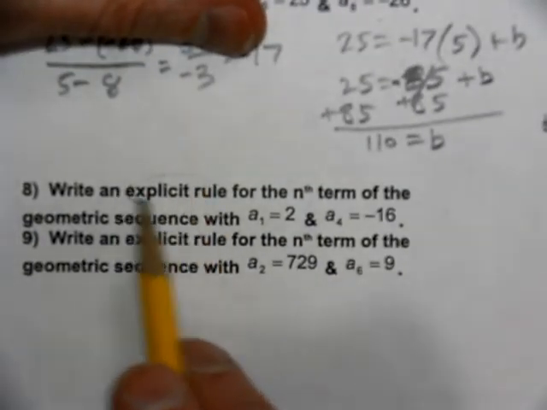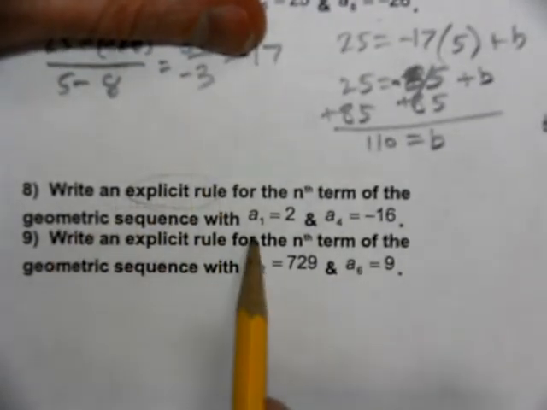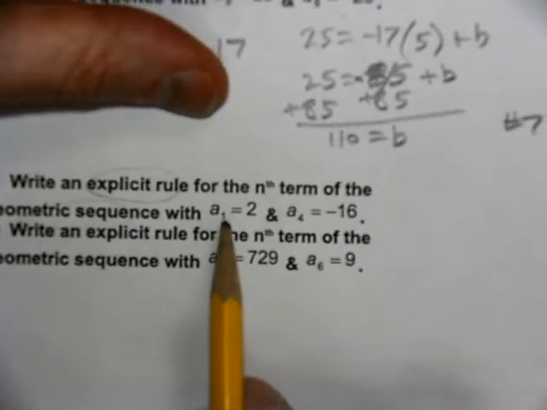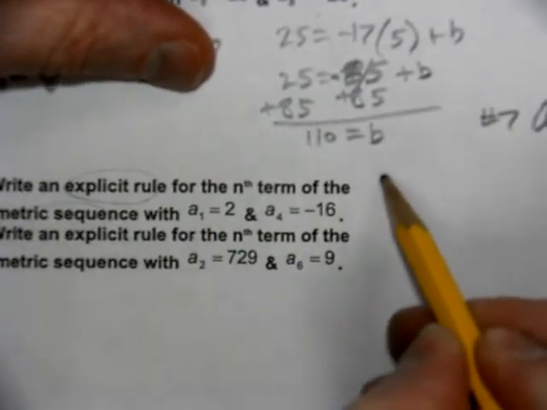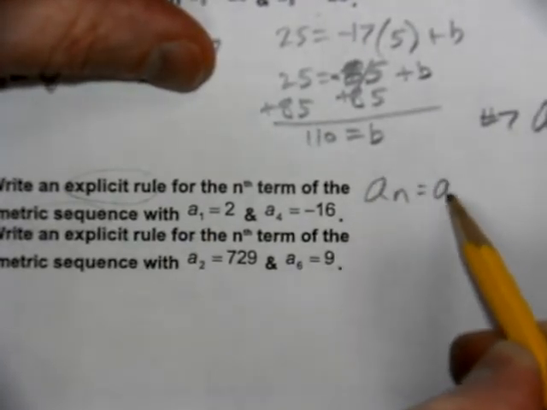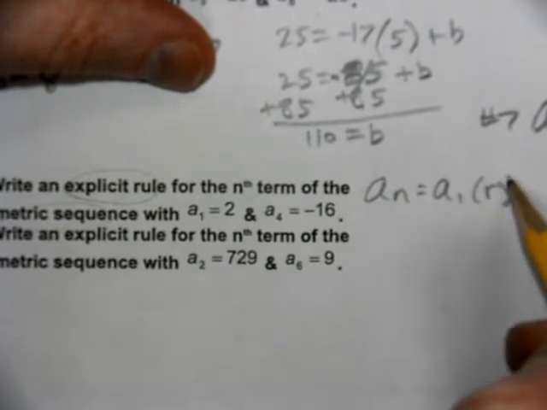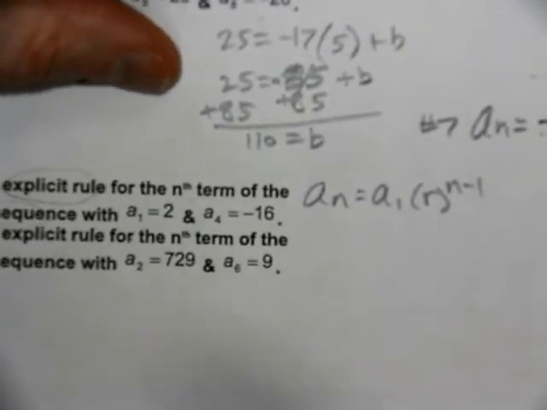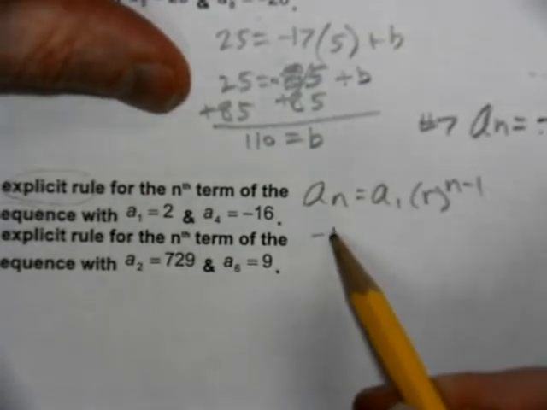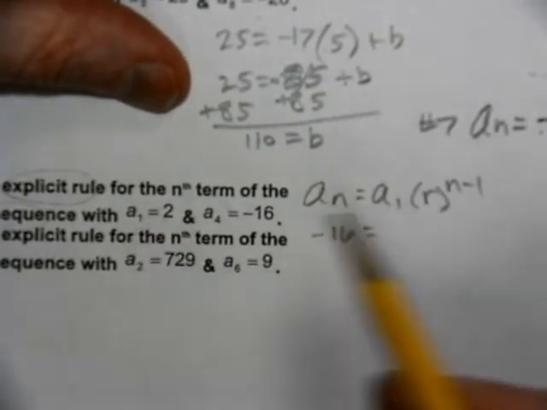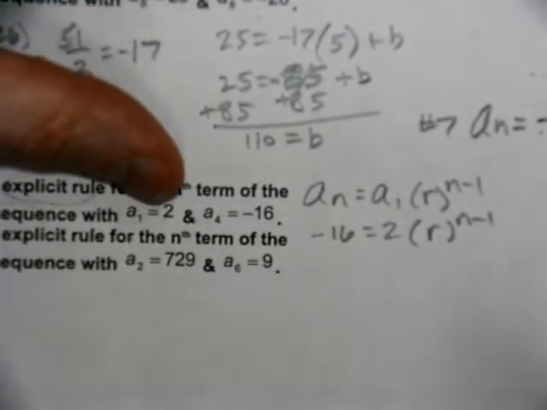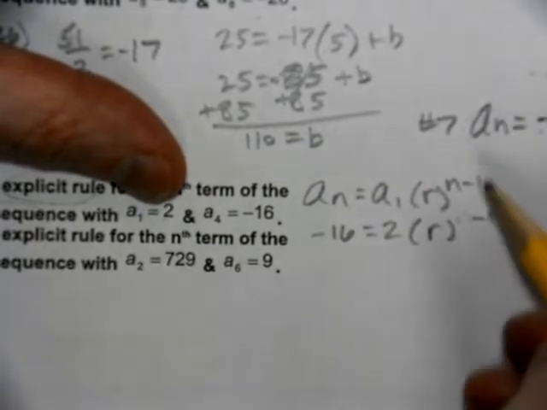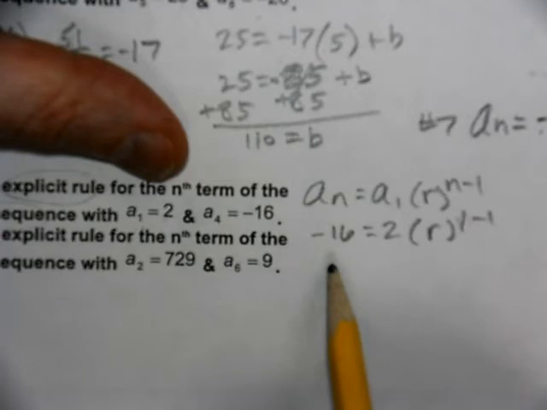For number 8, write an explicit rule. It's a geometric sequence. Notice that in this geometric sequence we know what a of 1 is. Makes this a lot easier. So we're trying to do a of 1 times r^(n-1). So -16 equals 2 times r^(n-1). Well, the n is going to be 1. That's, we get 2.